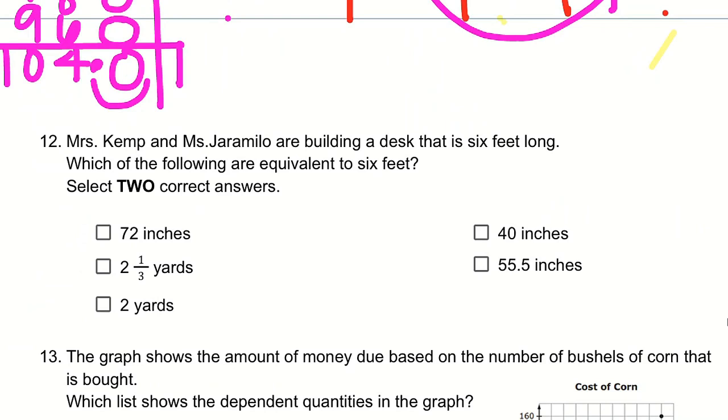I'm going to go ahead and write a 6 on top of that 6, just to make Miss Kemp and Miss J feel better. Y'all are so handy. Building desks. We're just builders.